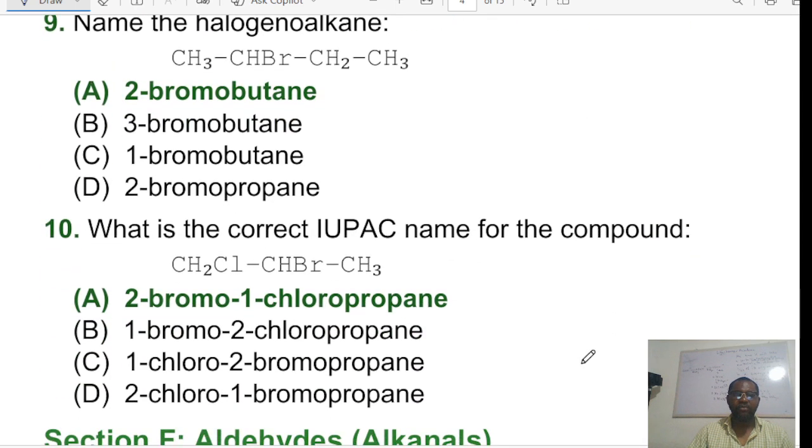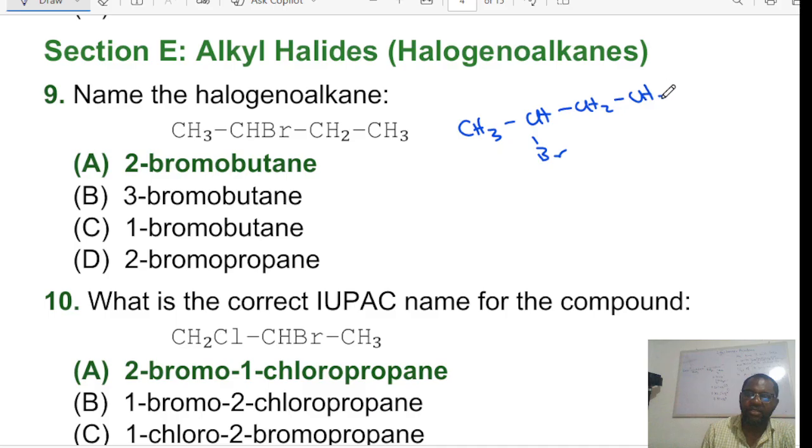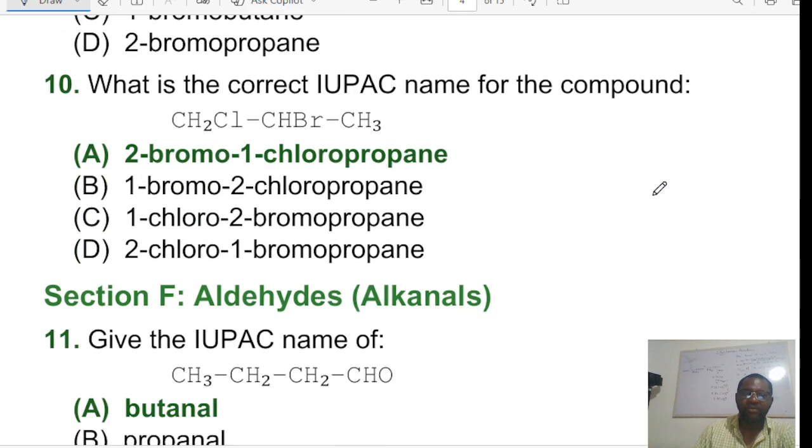Now this one has to do with halogens, halogenoalkanes, and actually we call them alkyl halides or haloalkanes. When you see a structure like this, you can write it as CH3CHBr, then you have CH2, then you have CH3. You see that? The longest chain is 1, 2, 3, 4, which is butane, and bromine is on the second carbon atom, so that is 2-bromobutane. That's quite straightforward.